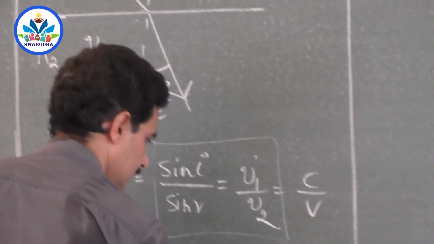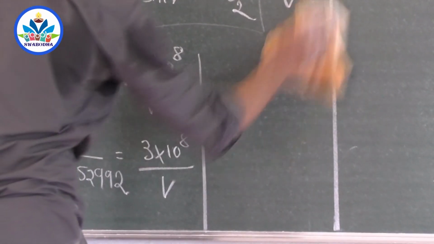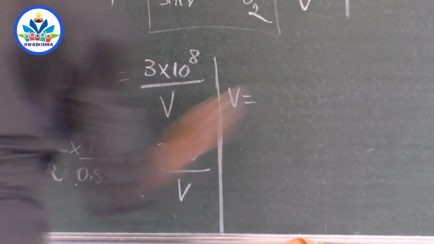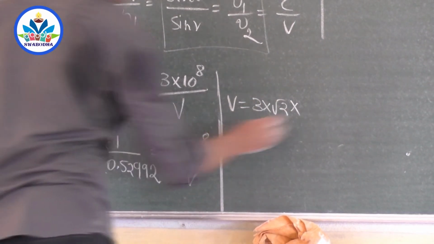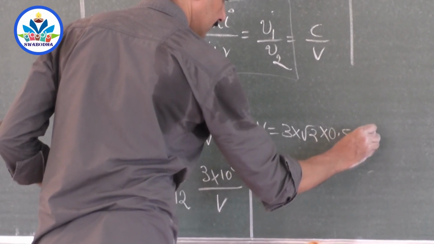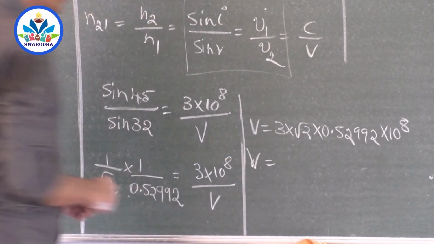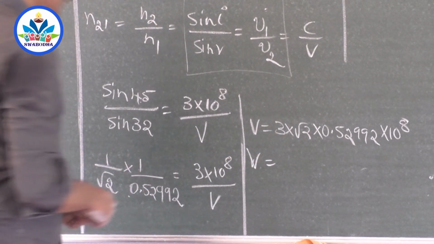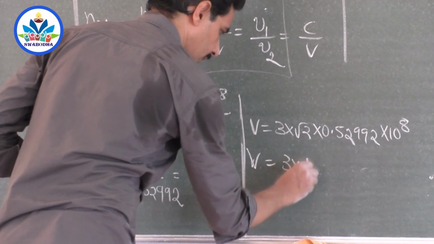V is equal to the speed of light in the medium. So you can bring V here: 3 into 10 to the power 8 into root 2, so everything comes to the numerator. So V is equal to 3 into root 2 into 0.52992 into 10 to the power 8. That's what you have to write. The answer is written in the problem. I will approximately do it like this. Let us check. You check it in the calculator.